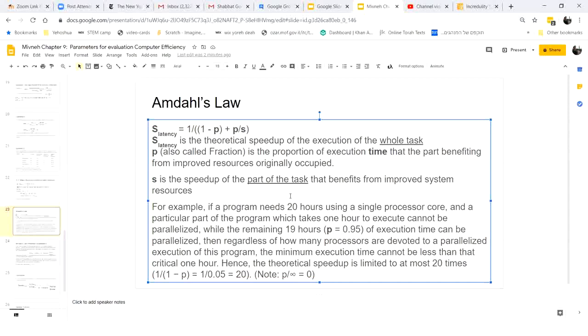So there still will be a bottleneck, however. There still will be something holding me back. That 1 hour that I cannot parallelize. That I cannot do in parallel. So that's what we write here.